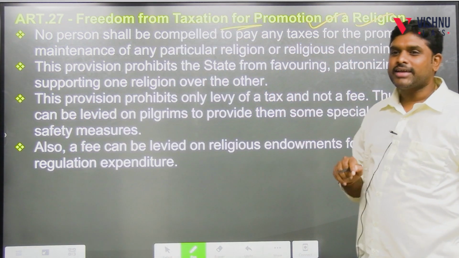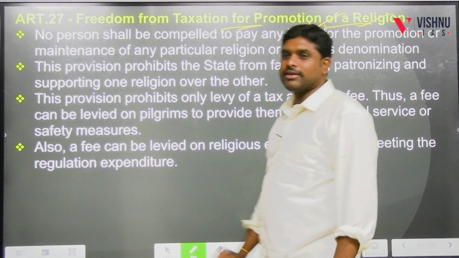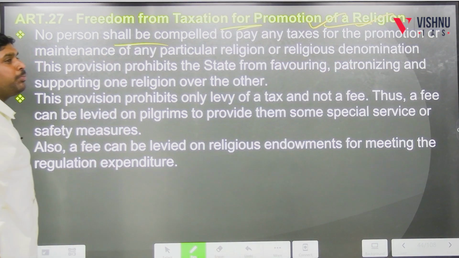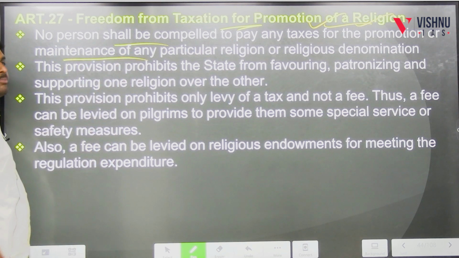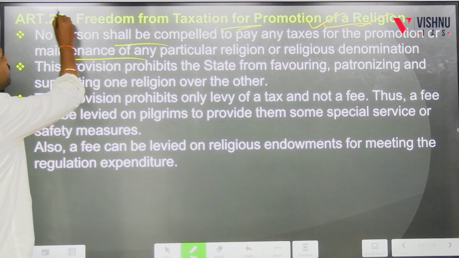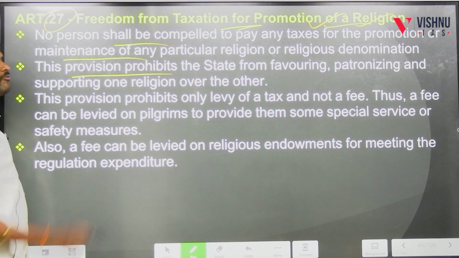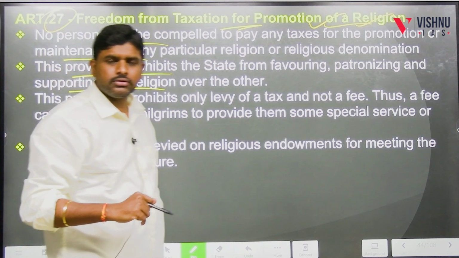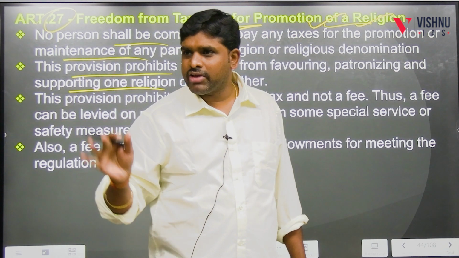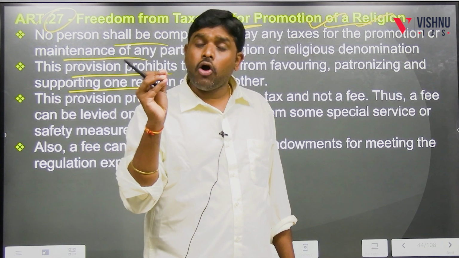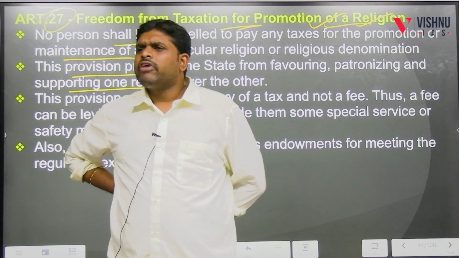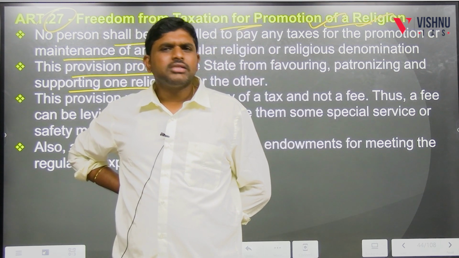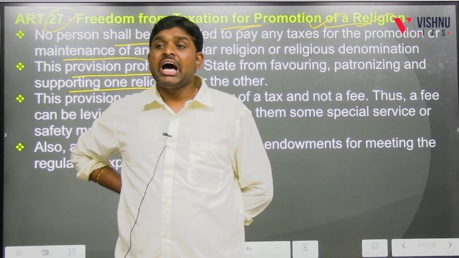Freedom from taxation for promotion of a religion. No person shall be compelled to pay any tax for the promotion or maintenance of any particular religion or religious denomination. No one can. That would be a violation of Article 27. This provision prohibits the state from favoring, patronizing and supporting one religion over the other. Means the state should not promote, should not give any money, should not take tax in the name of religion. Sir, for Manas Sarovar Yatra, the central government will be giving subsidy, sir, for Hajj pilgrimage.